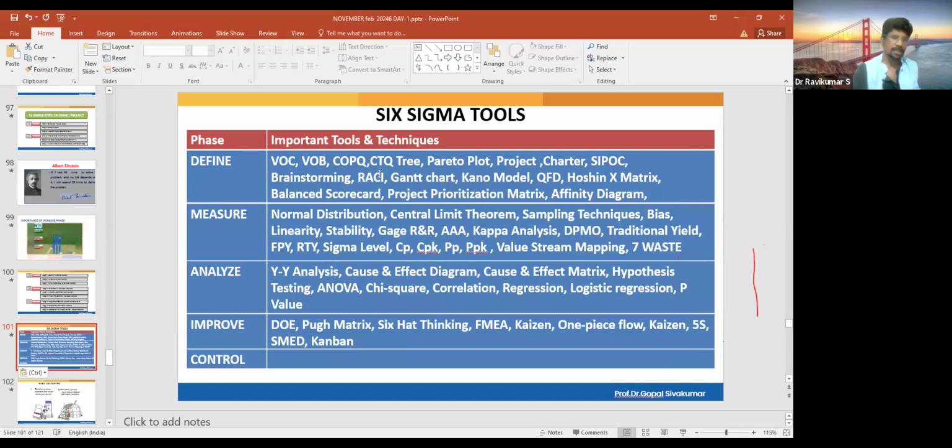Not only does the customer have problems, the process is also having problems. The organization is also having problems.